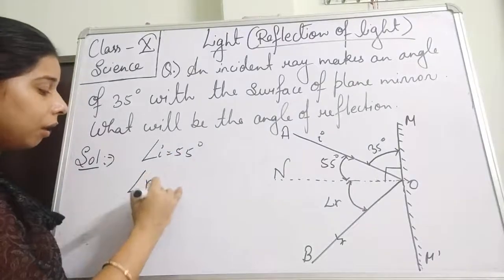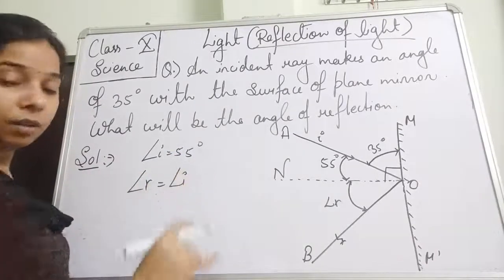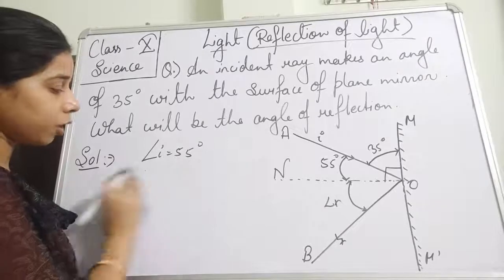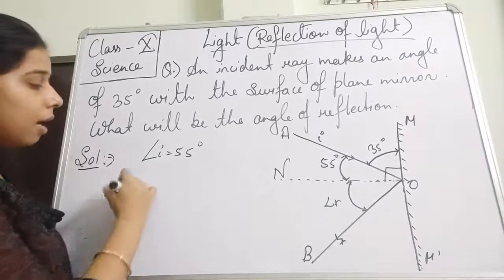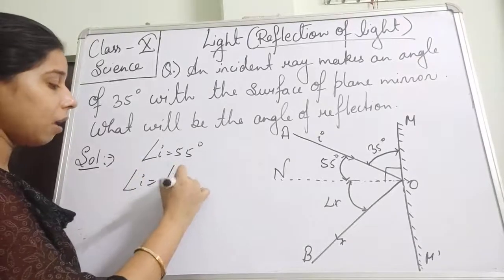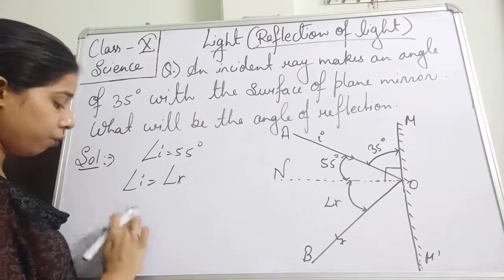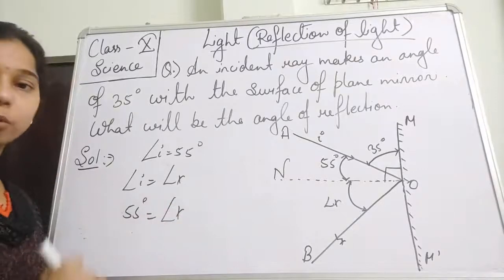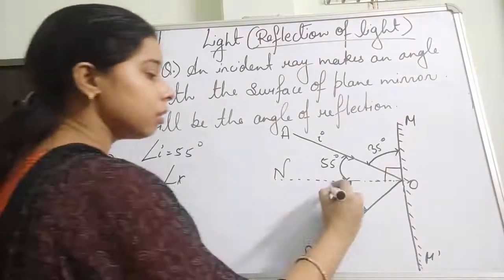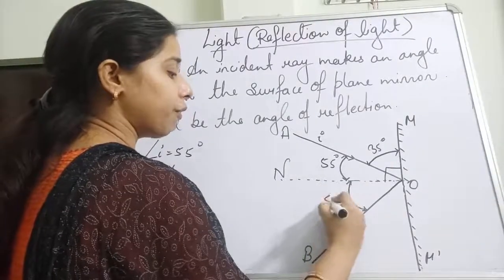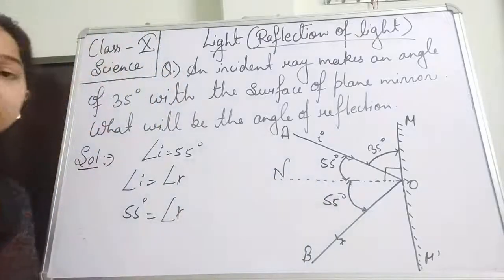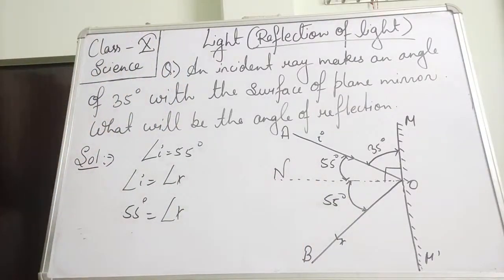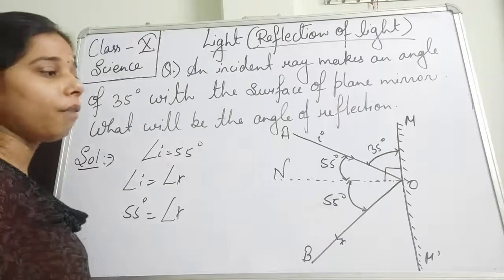So angle R is equal to angle I, or we can say that according to the law of reflection, angle I is equal to angle R. So if angle I is equal to 55 degrees, angle R will also be equal to 55 degrees. So the answer is that the angle of reflection will be equal to 55 degrees. Okay, so this is how we get the value of an angle of reflection.